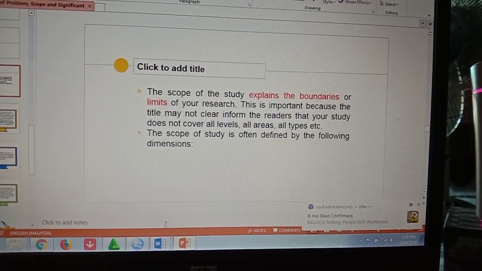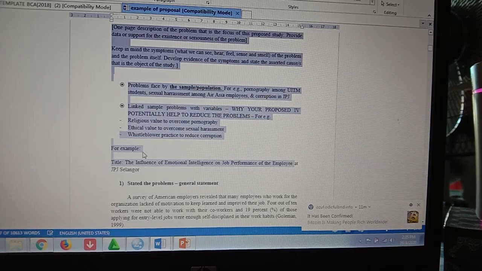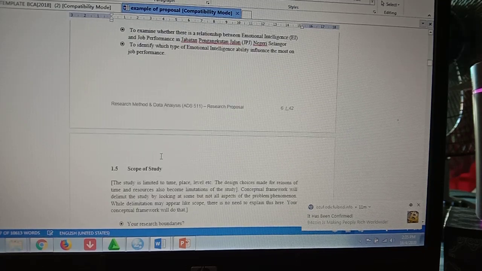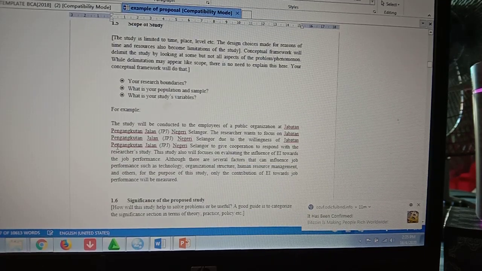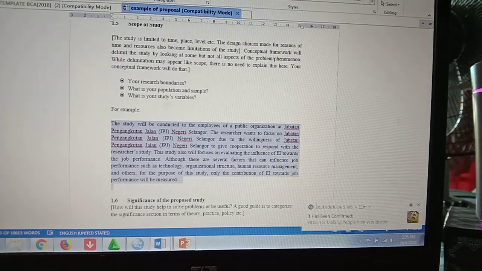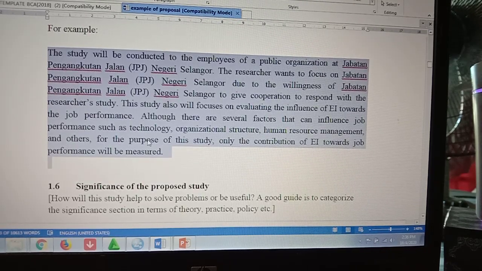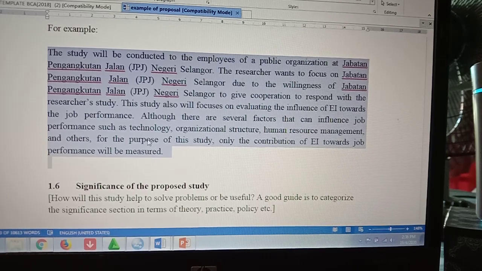That's why in the scope of study section in your research proposal, it is time for you to explain in detail so that the reader can know where you want to do it. We explain in the form of a statement, like this scope of study. For example, you can see this example of a good scope of study. The study will be conducted among the employees of a public organisation, Jabatan Pengangkutan Jalan Negeri Selangor. The researcher wants to focus on JPJ due to the willingness of the employees to give cooperation. We say the scope of study refers to the sample. From whom do we want to collect data? Whom do we want to interview?